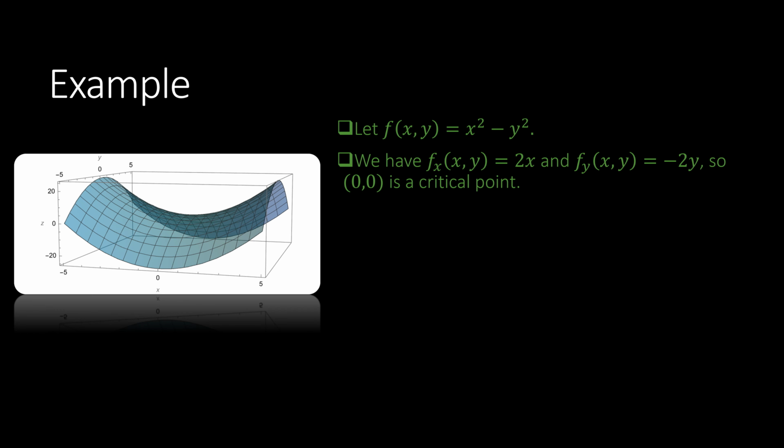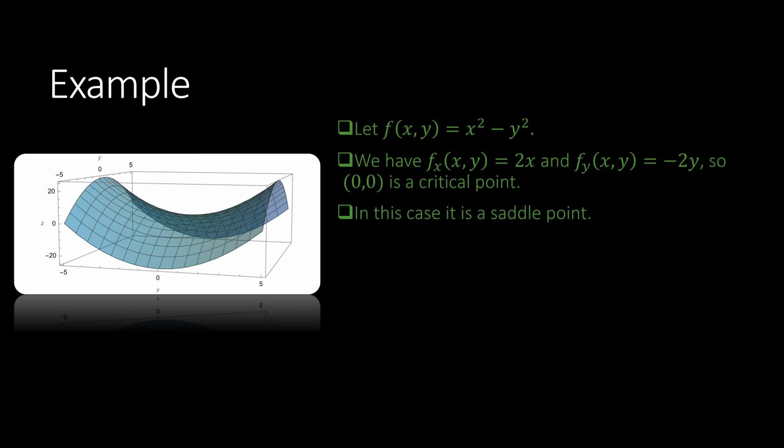Okay, one more example here. Let's let f of x y be x squared minus y squared. So this is pictured here with the blue graph. If I take the partial with respect to x, I get 2x, and the partial with respect to y, I get negative 2y. So that gives me that (0, 0) is a critical point here, because both partial derivatives vanish there.